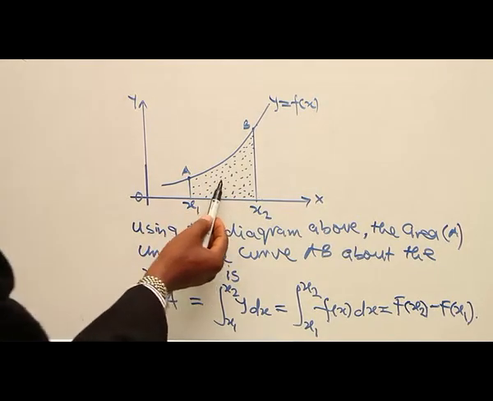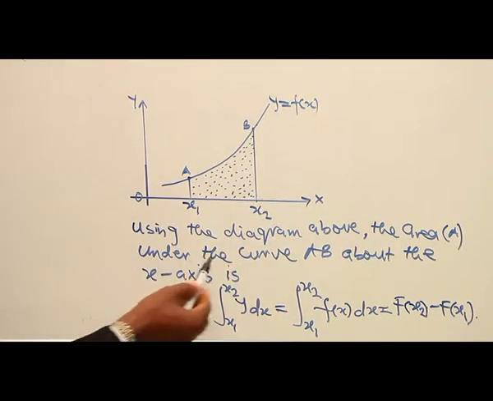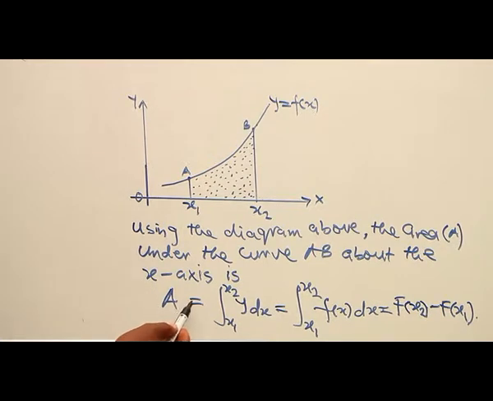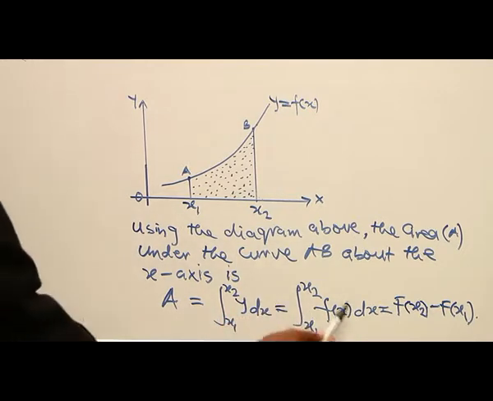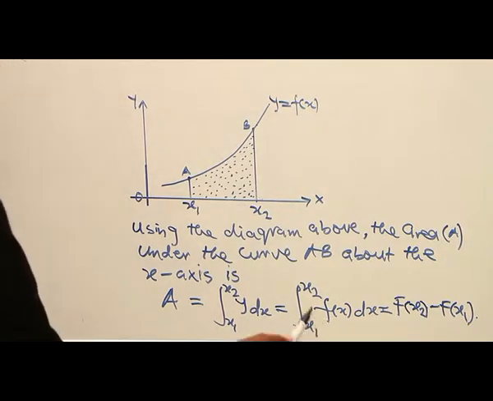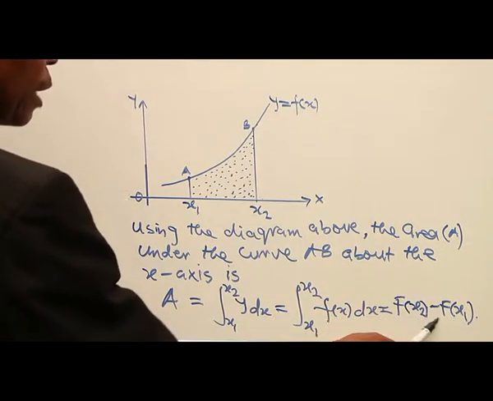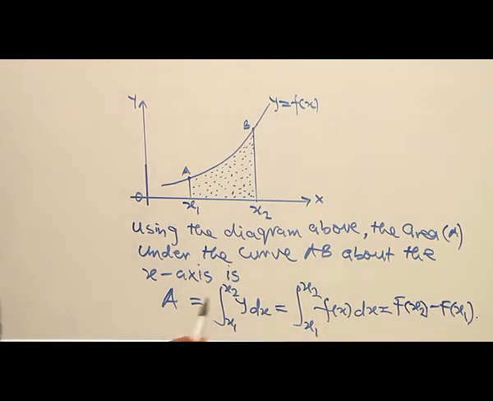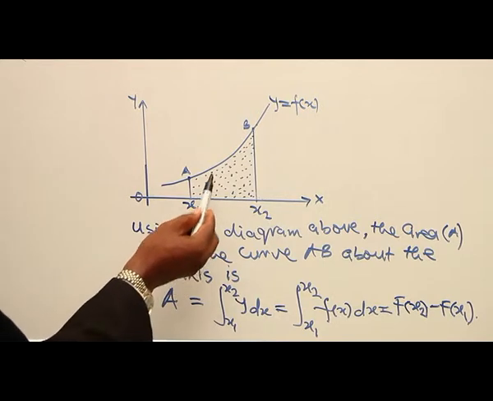In order for us to find this area, we are going to use this diagram above. The area A under the curve AB about the x-axis is given by the formula A equal to the integration from the point S1 to the point S2 of y dx. The y dx is the same thing as f of s dx. After integrating this function, we substitute the upper limit S2 and, of course, the lower limit S1, and find their difference. It is this result that will give us the area under the curve AB as shown above, that is the dotted part of this curve.